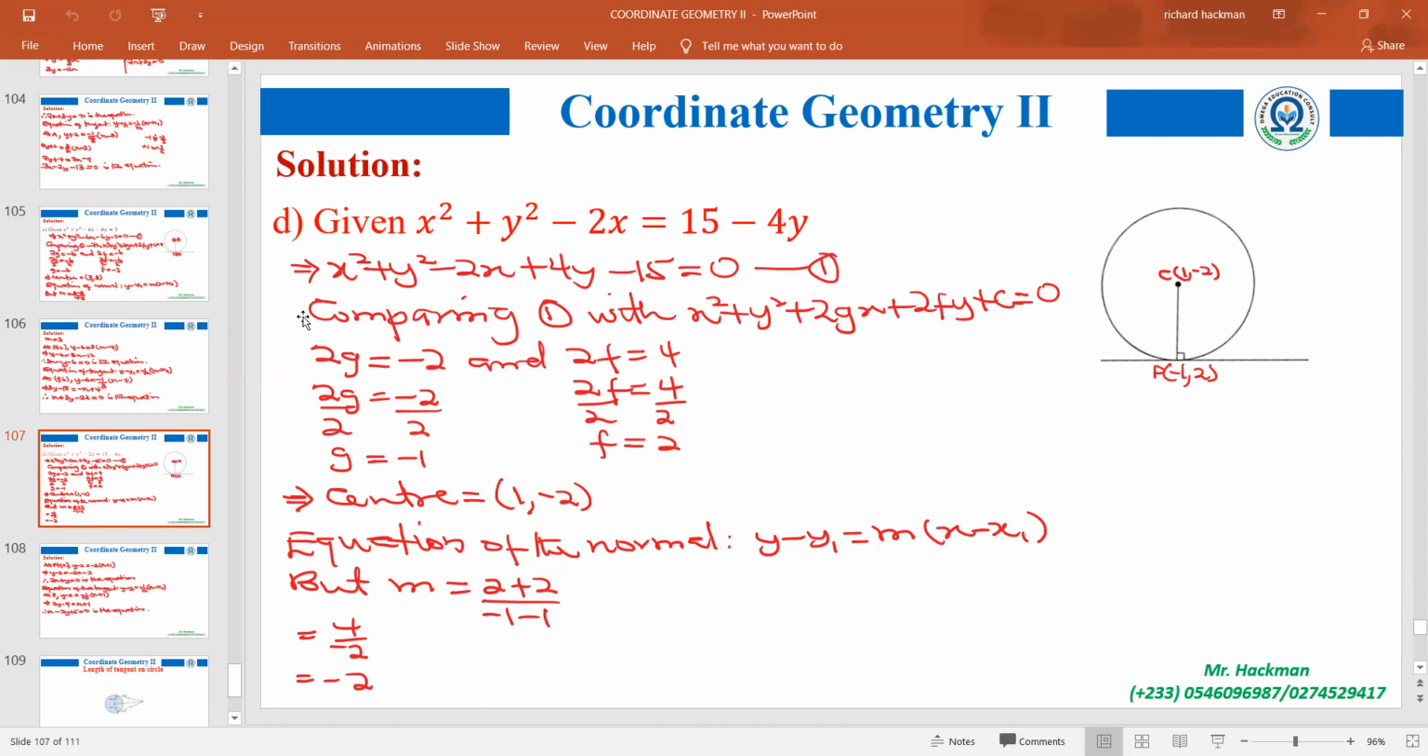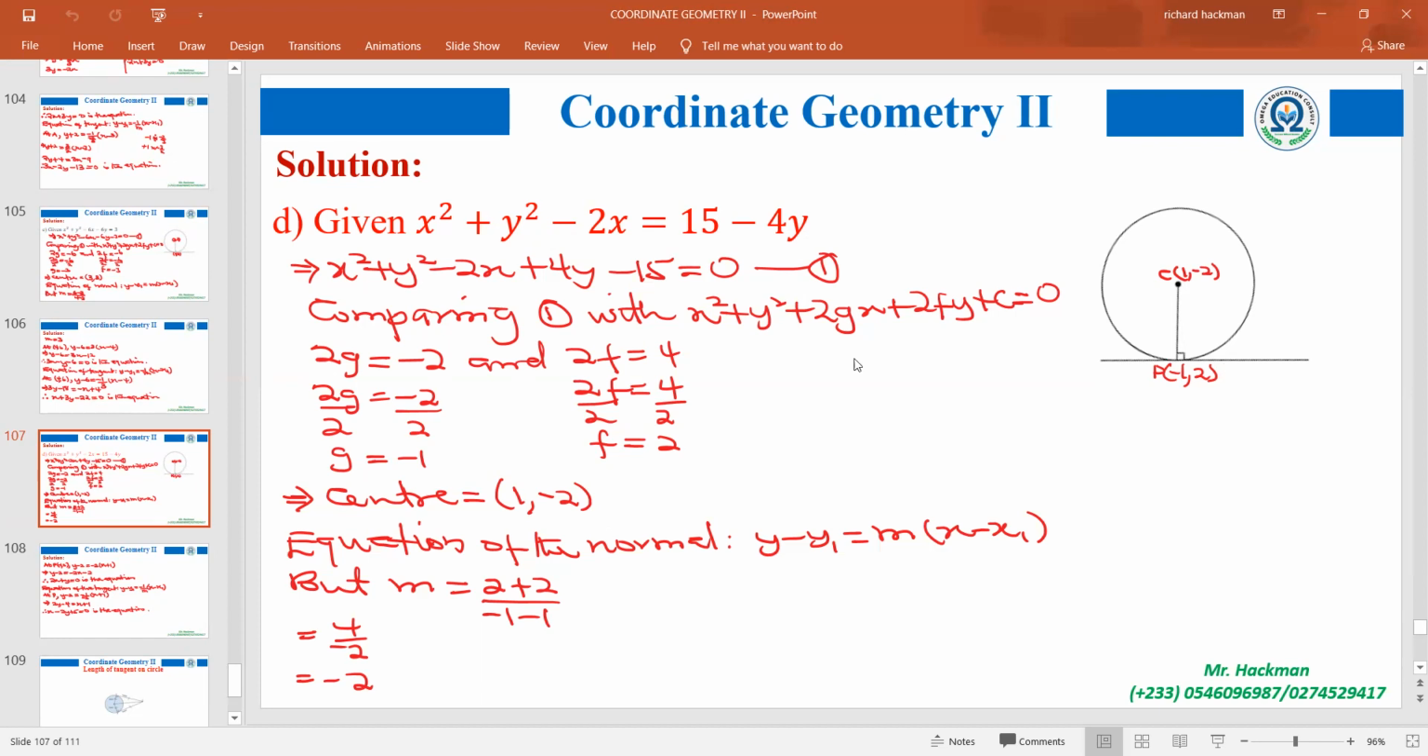You call this equation 1. Now you compare equation 1 with equation 2. And please, this point came with a name, so the P must be here. You cannot put the P here. The name of the point comes before the coordinates, and after that come the coordinates.